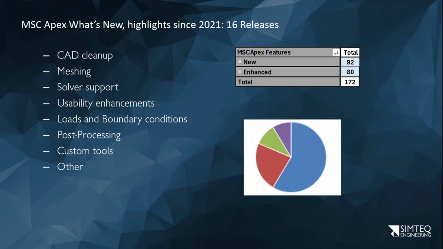Oh, excellent. Okay, this is quite interesting, and this is definitely feedback that we will be sharing with the Apex development team as well. Gives them a good idea of where to focus their attention next. So thank you very much for those coming in. It seems at this stage, post-processing is at the top of the list, followed by CAD cleanup and then loads and boundary conditions.